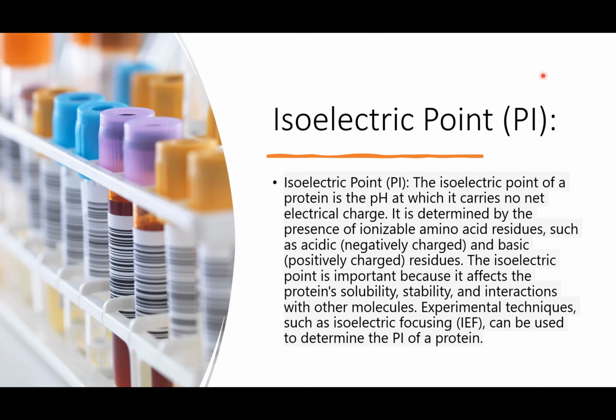Another piece of information that can be written in that table is the isoelectric point of a protein. So what is the isoelectric point? It is the pH at which the protein carries no net electrical charge. It's determined by the presence of ionizable amino acid residues such as acidic and basic residues. Also, there are some bioinformatic tools that can predict the pI.